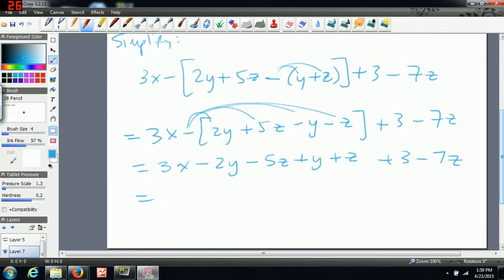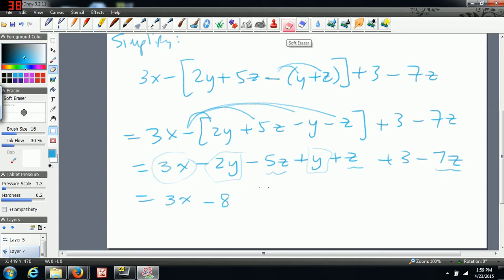Okay, so now at this point you just add up like terms. So 3x goes with, I don't see any other x's here. The y's go together, and then the z's go together, and then the number is also on its own.